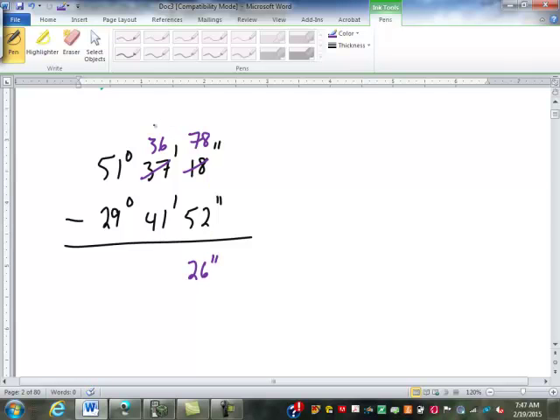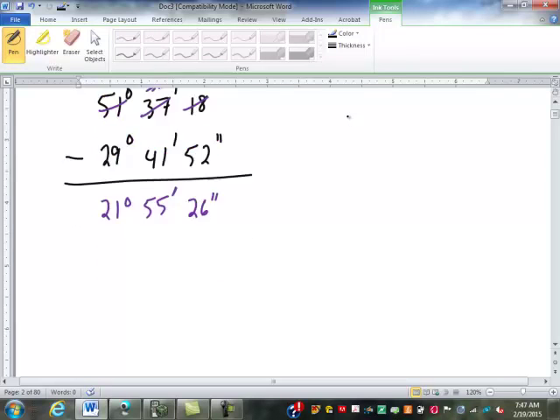Then 36 minus 41. Degrees. So this is 50. Add this, 96. Got to add 60. So 96 minus 41 is 55 minutes. And then 21 degrees. Beautiful. How many had that one right? Cool.